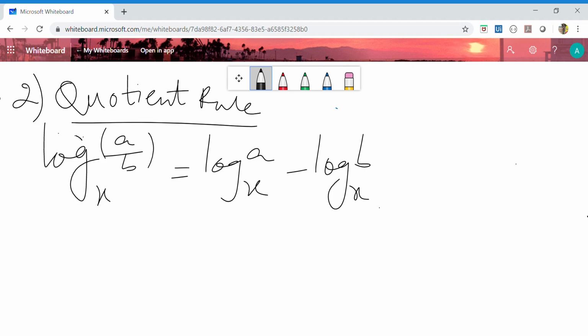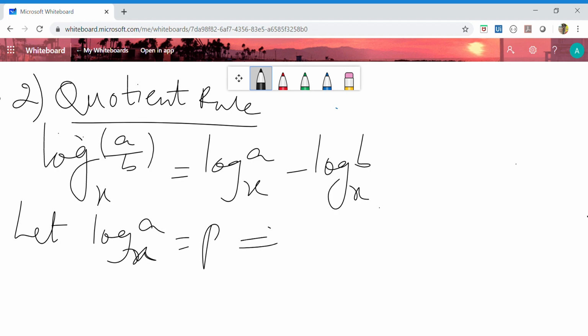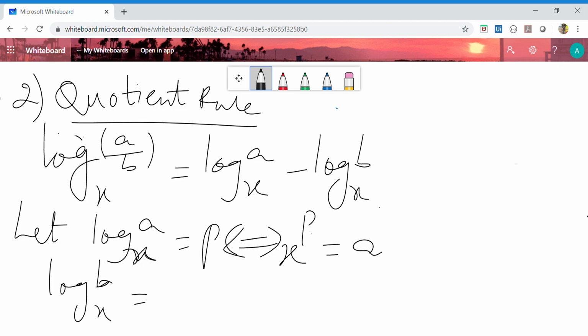This also can be proved similarly to the first one. Let us assume that log A to the base x is equal to some P. Then its logarithmic form is log A to the base x is equal to P, so its exponential form is x to the power of P is equal to A. Next also you have to assume that log B to the base x is equal to some Q. Then its exponential form is x to the power of Q is equal to B.